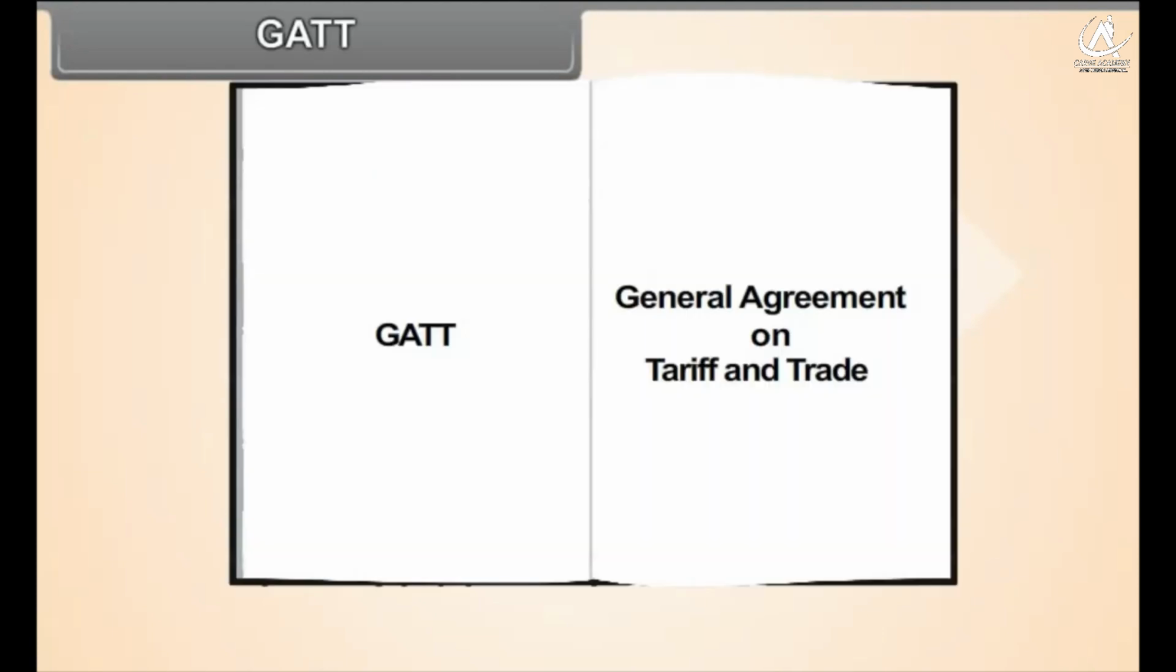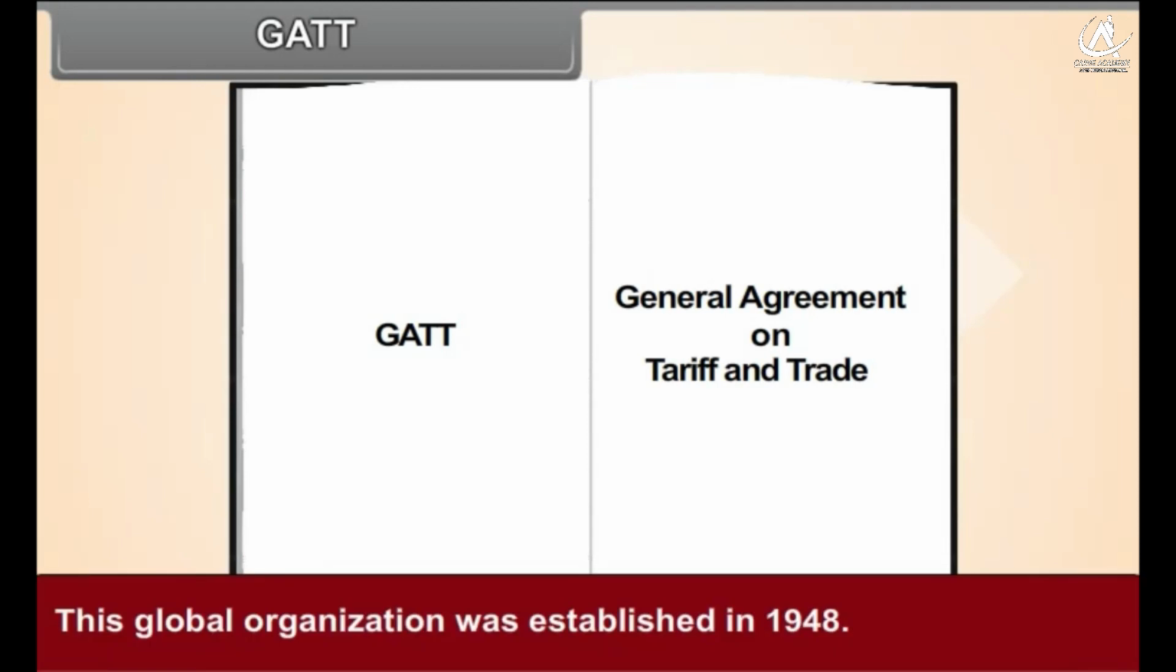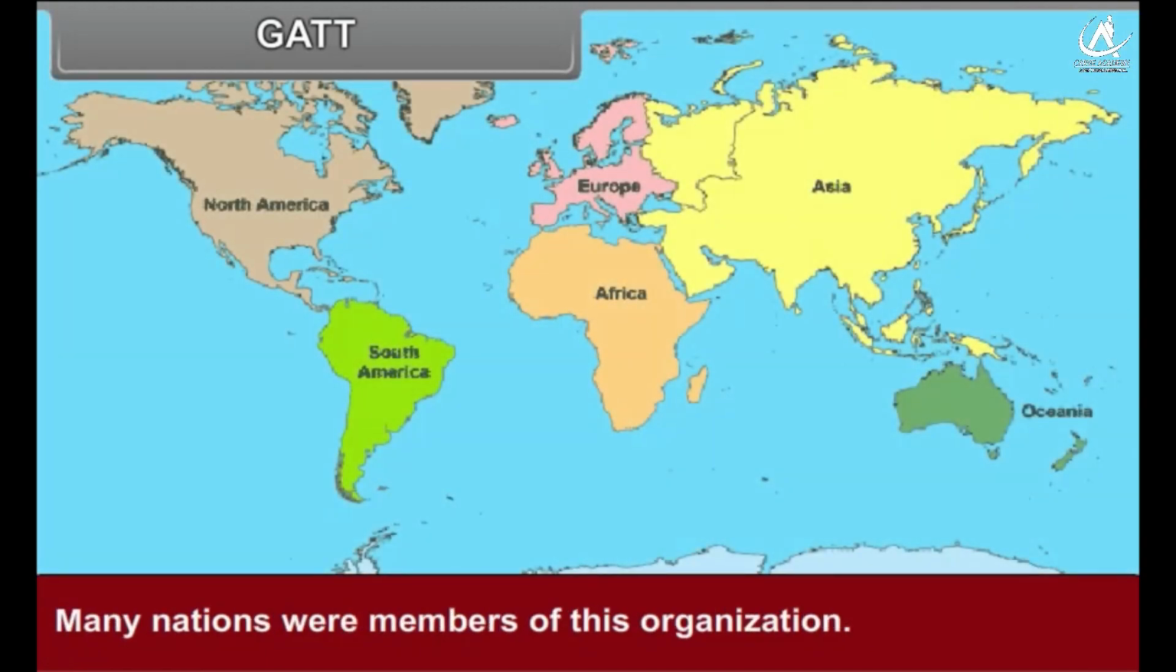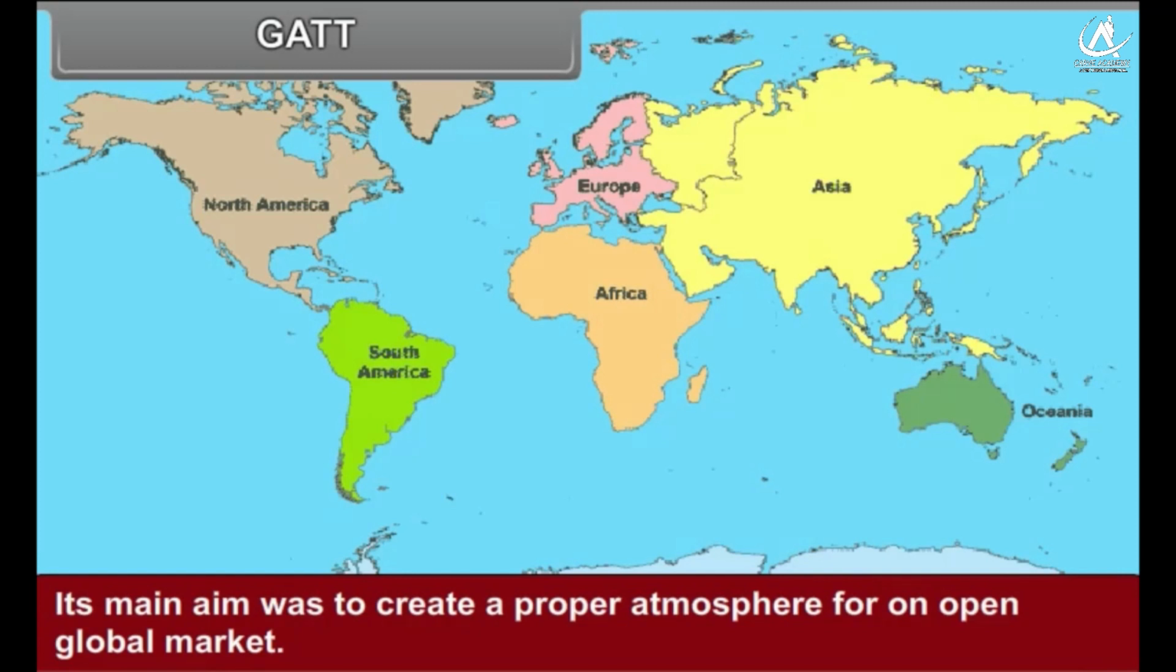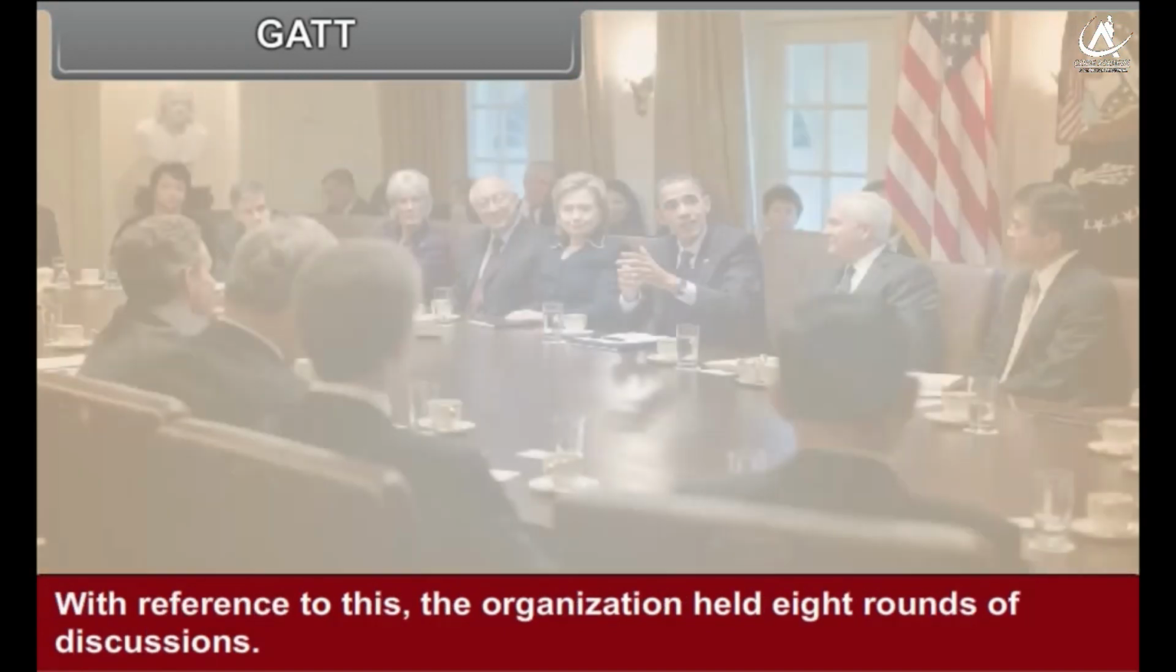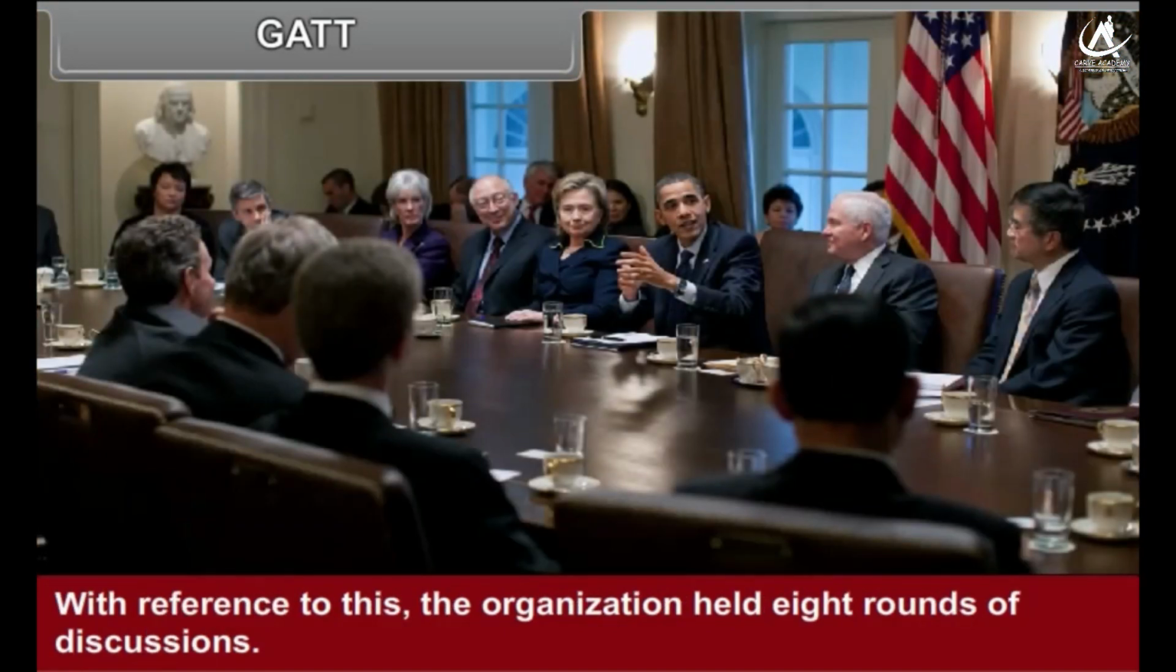GATT, General Agreement on Tariff and Trade. This global organization was established in 1948. Many nations were members of this organization. Its main aim was to create a proper atmosphere for an open global market. With reference to this, the organization held 8 rounds of discussion.